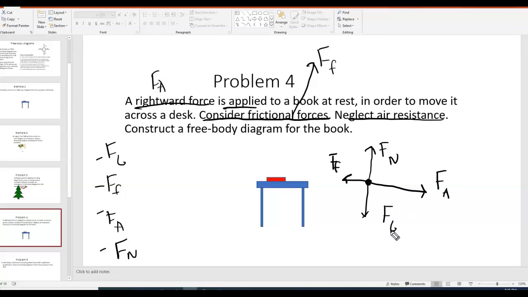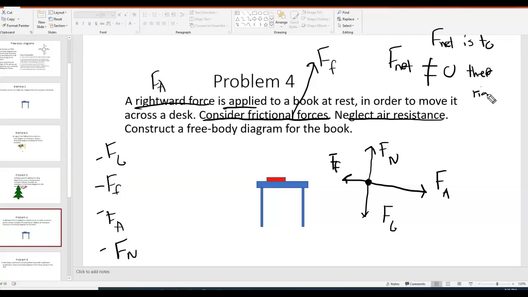So when you add up all these forces to get the net force, guess what? It's not going to be 0. These two forces cancel out. FA is bigger than FF, and so when you add those two together, FA wins because it's longer. That means the net force is not 0. In fact, the net force is to the right. And what does that mean? The F net is to the right.